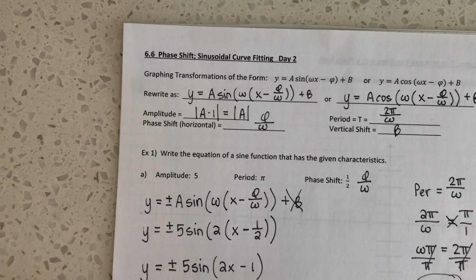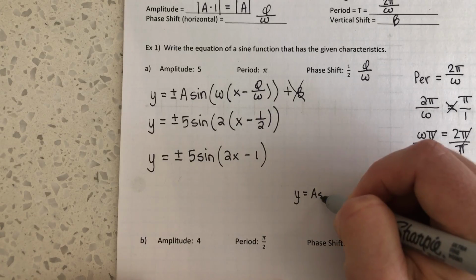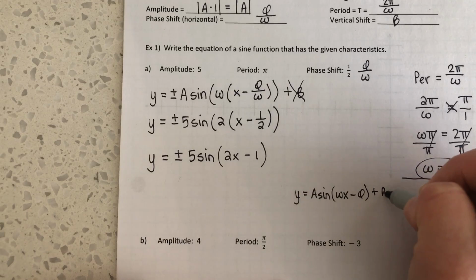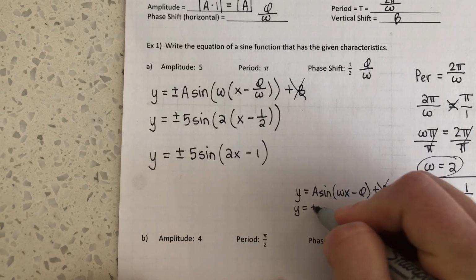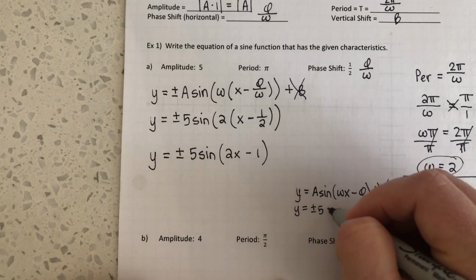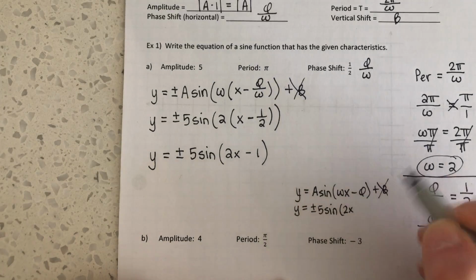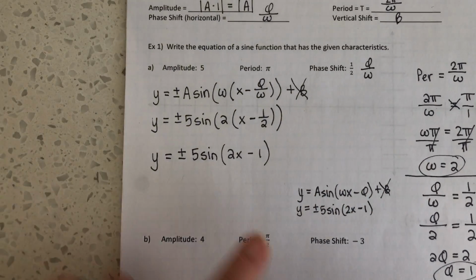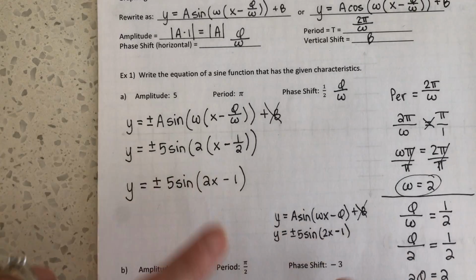If I plugged into the original formula before they took out the omega, y equals a times the sine of omega x minus phi and then plus b, right? I don't need the plus b because there's no vertical shift. If I plugged my information right in now, y equals plus or minus, we said a has to be 5, times the sine of omega, we said is 2, so 2x minus phi, we said phi is 1, and then I don't need the plus b. And you get the exact same equation either way. I tend to stick with this way, but either one will work, all right?